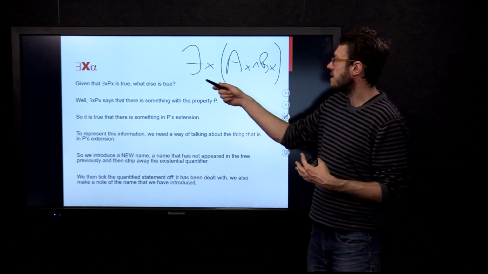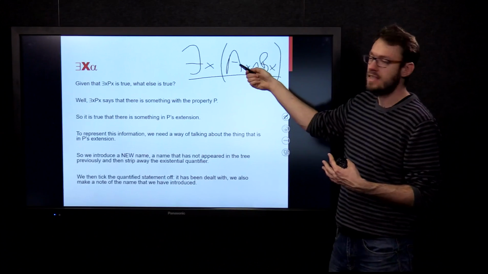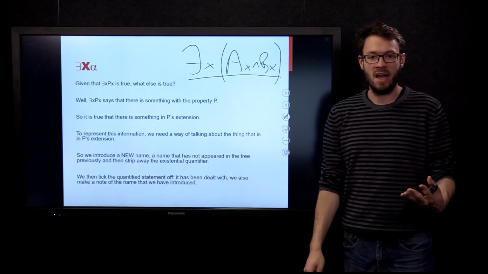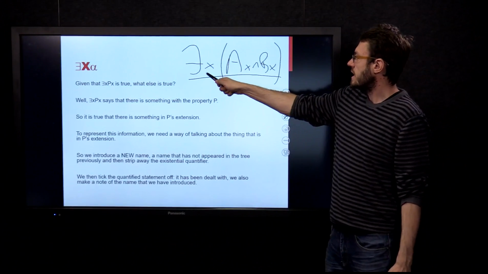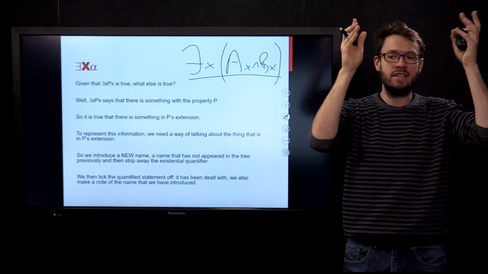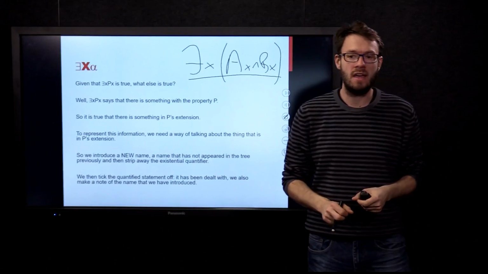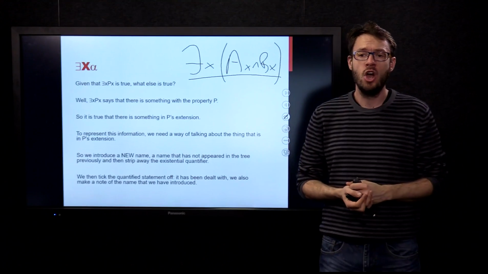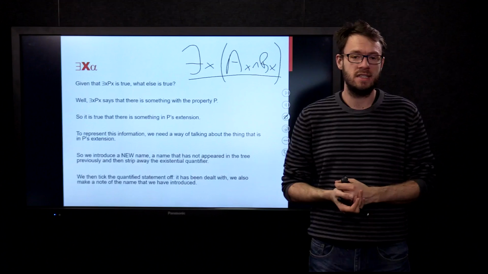So what does it mean to say something along these lines? Well, suppose that AX means that X is red, and BX means that X is round. What we're saying is there is at least one red and round thing, right? And when we put that into a tree, we're saying this is true. So we're saying it's true that there is at least one red and round thing.